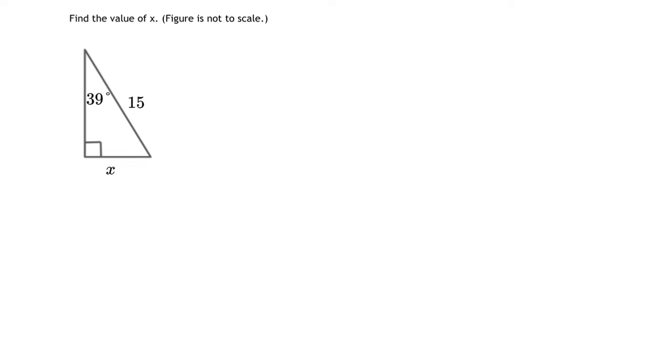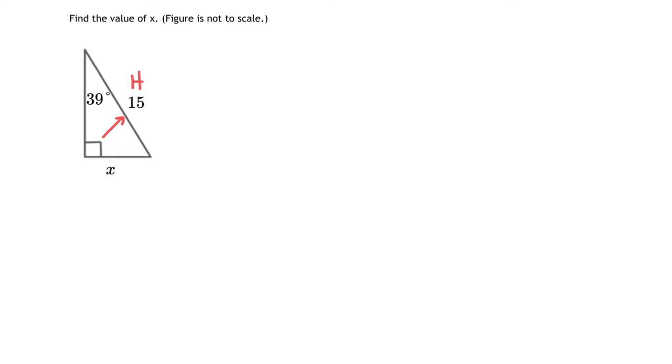All right, this video is going to walk you through how to find the missing side of a right triangle when given an angle and a side. In this case here, as you look at this problem, you need to first of all identify where is the hypotenuse. The hypotenuse is always found directly across from your box, or your 90 degrees. So this 15, that's your hypotenuse.